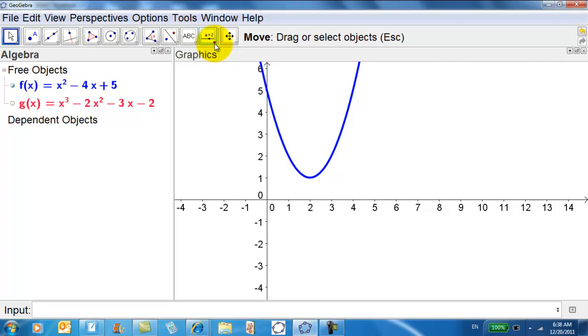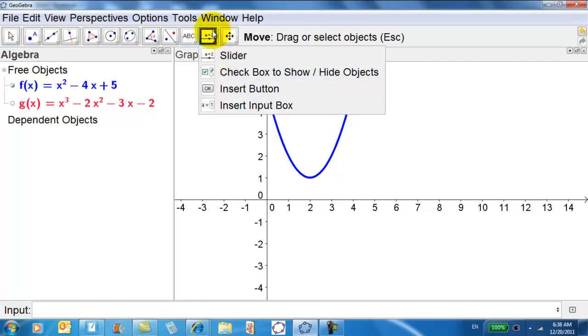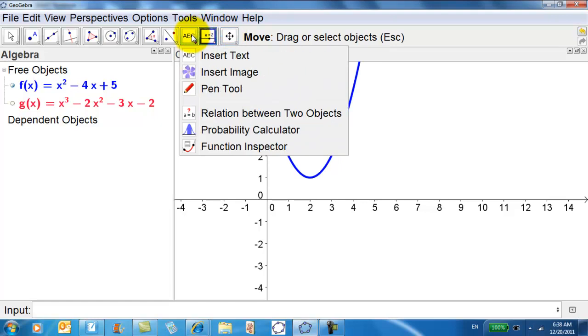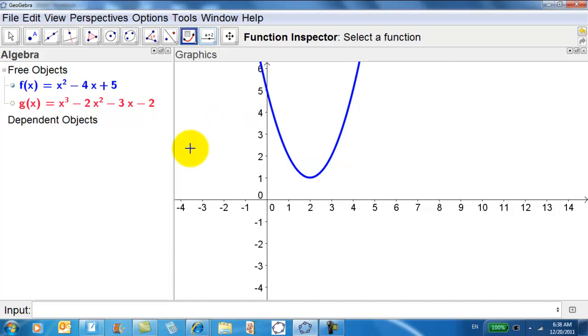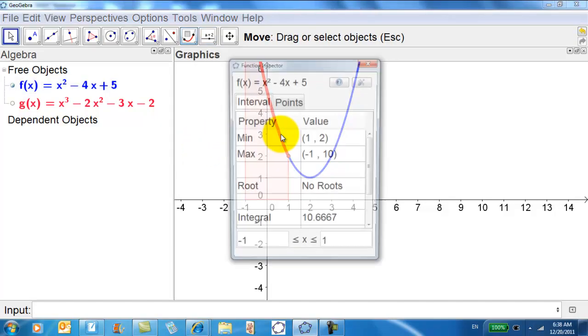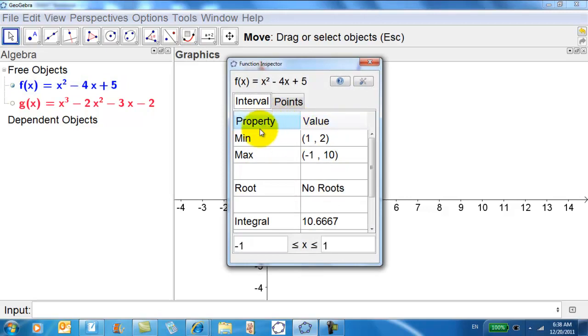If you go to this thing right here where a equals 2 and click on it, under the ABC column, the last thing on the list is called the function inspector. We can just select this function and then tell it what we want to look at. Down here at the bottom, notice it'll do a closed interval, and we want to go from -1 to 3. So let's look at that. And it gives us what's going on in there.